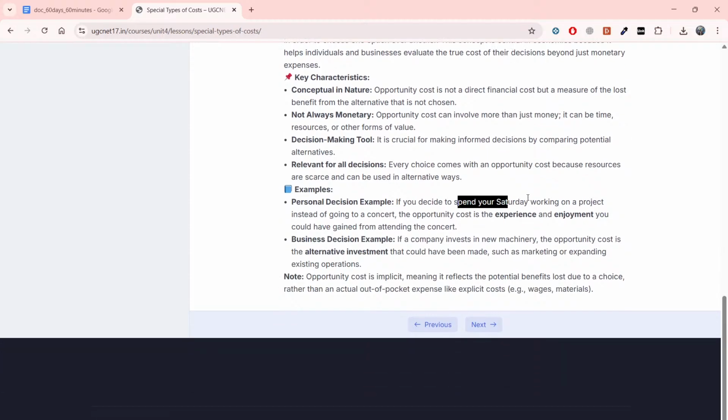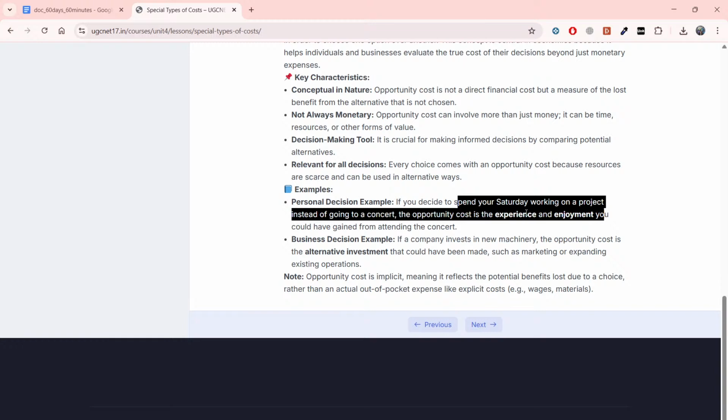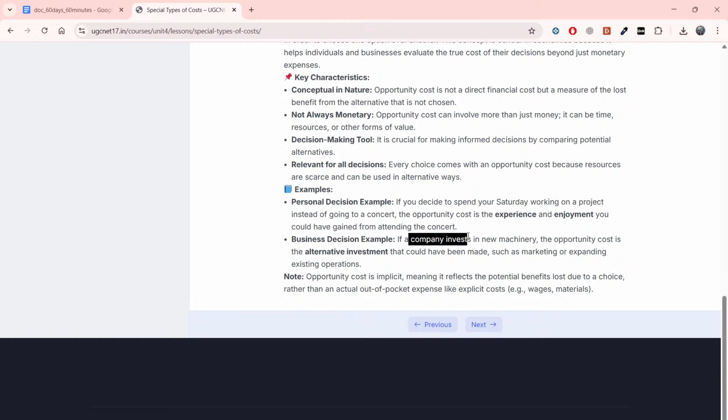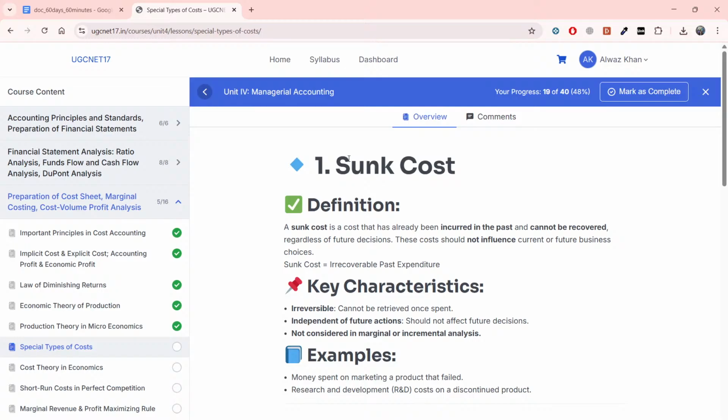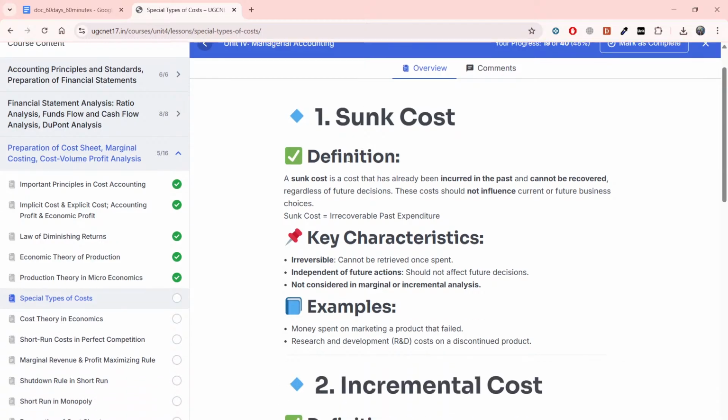If you decide to spend your Saturday working on a project instead of going to a concert, the opportunity cost is the experience and enjoyment you could have gained. If your company invests in new machinery, the opportunity cost is the alternate investment that could have been made. It reflects the potential benefit lost. Okay, so this we had studied before. Incremental cost also, and sunk cost we have studied here.